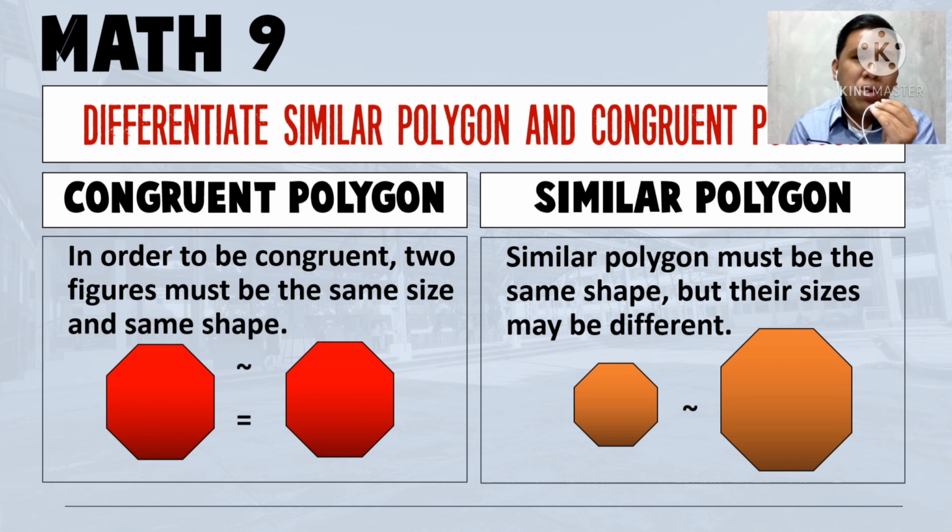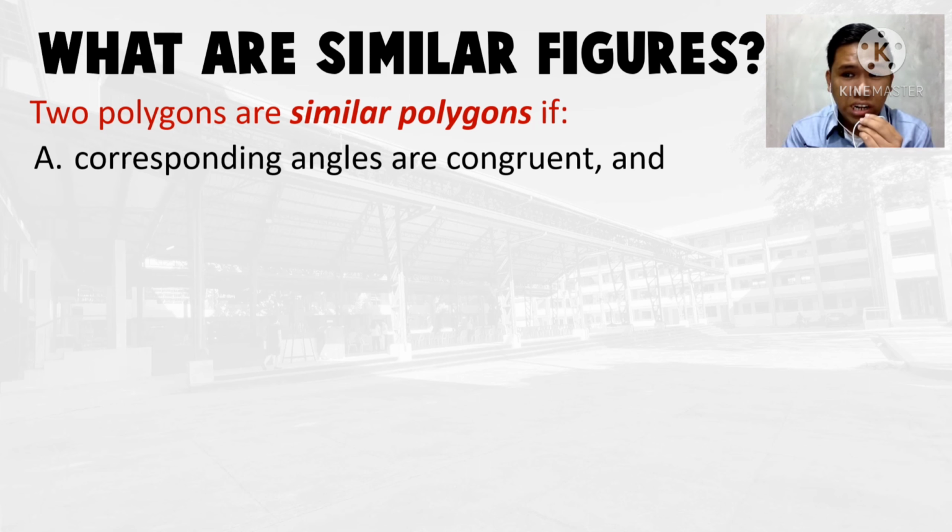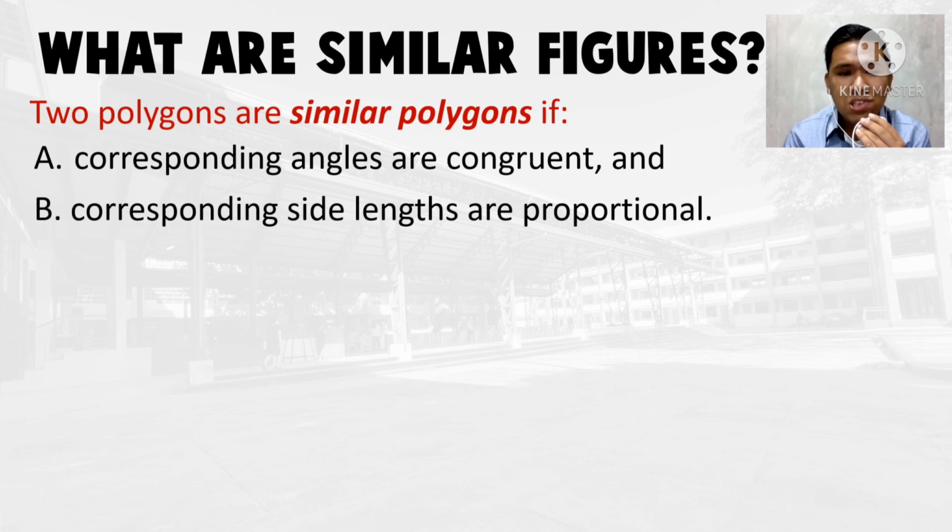On the next slide, we are going to discuss what is similar figures or what is similar polygon. So let us have the definition of this. What are similar figures? Similar figures have two main properties or characteristics. The first one is corresponding angles must be congruent, and the second one is corresponding side length must be proportional. Please take note of the word congruent and proportional. Angles must be congruent and the side length must be proportional. To better understand these two properties, let us have this given figure.